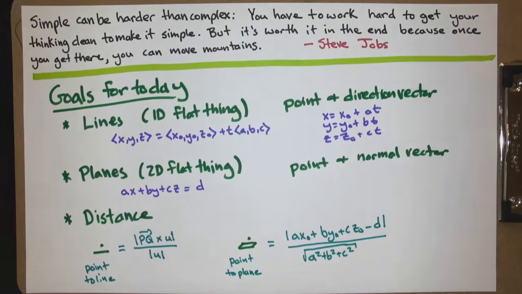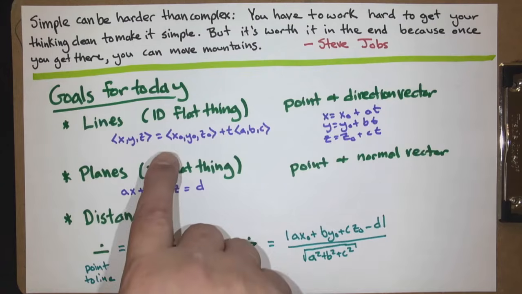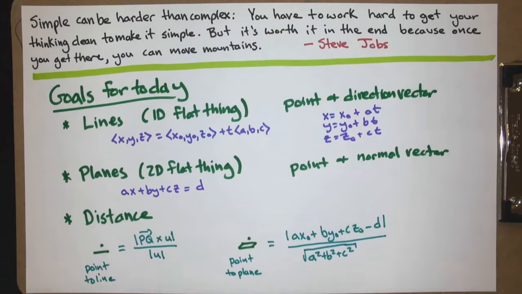All right, so anyways, what are we doing? Today, we are in our flat phase. We're going to talk about one-dimensional flat things. We call these lines. And we'll talk about ways to represent lines. There's a vector format and a parametric format. And lines are somewhat familiar to us already, so hopefully it won't be too surprising.